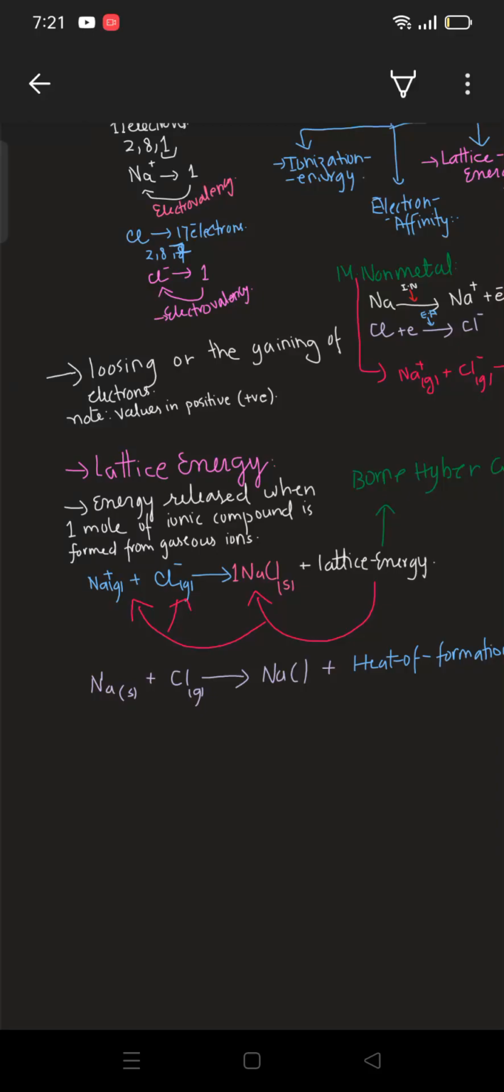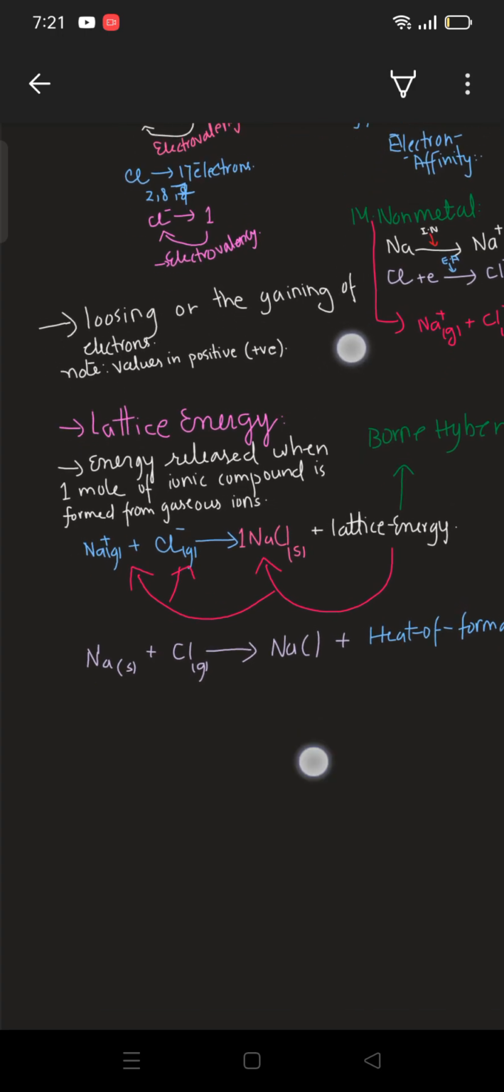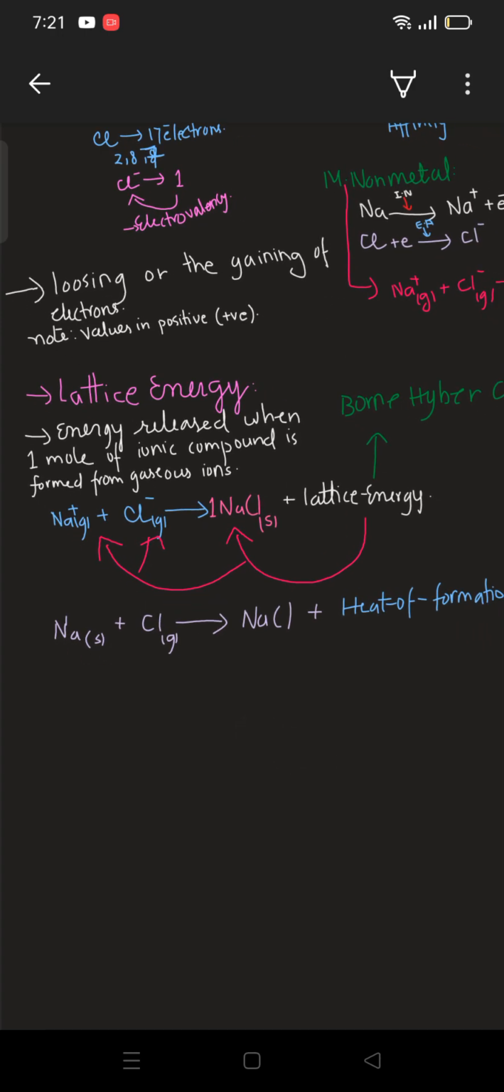Okay, so as in the last video, we have discussed a little bit about lattice energy and the heat of formation, right? Heat of formation, we have discussed, is when the reactants are in their actual stable state, they are in their own stable state. When they both react together, the product is formed. Along with the product, the energy is released, and that energy is what we call the heat of formation, right?